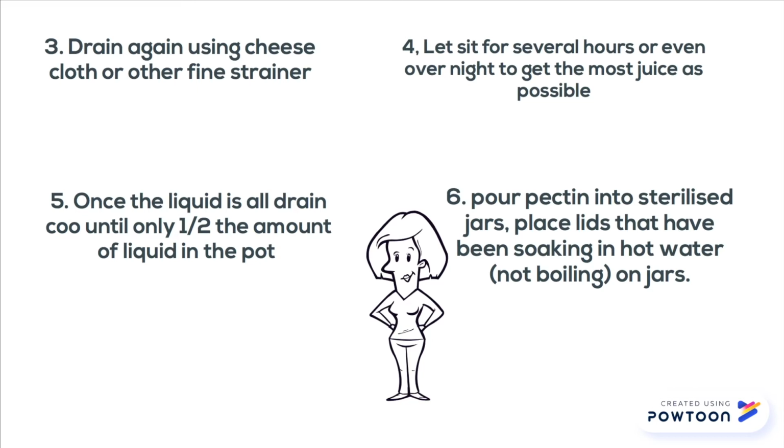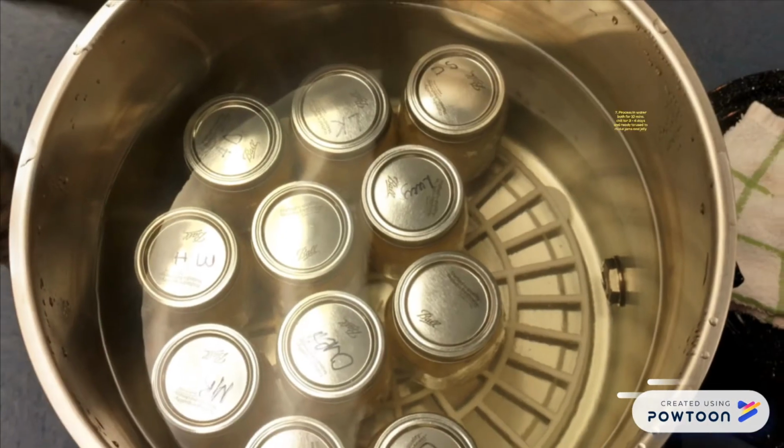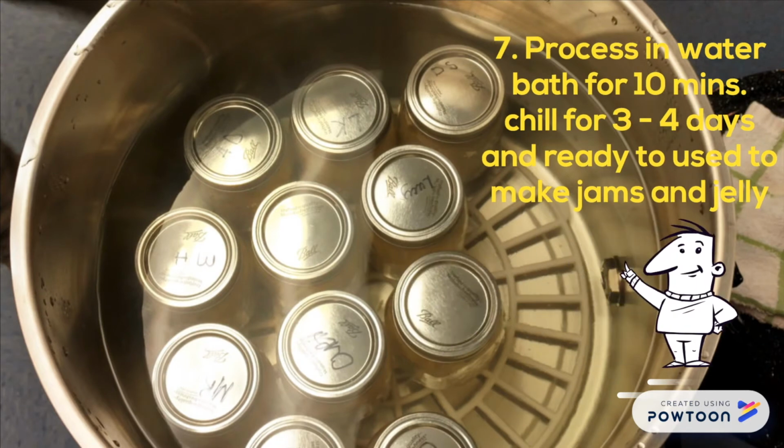6. Pour the pectin into sterilized jars. Place lids that have been soaked in hot water, not boiling, on the jars. Last but not least, process in a water bath for 10 minutes, chill for 3 to 4 days, and it is ready to use to make jams and jellies.